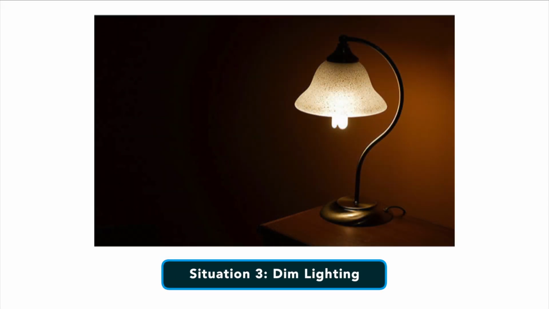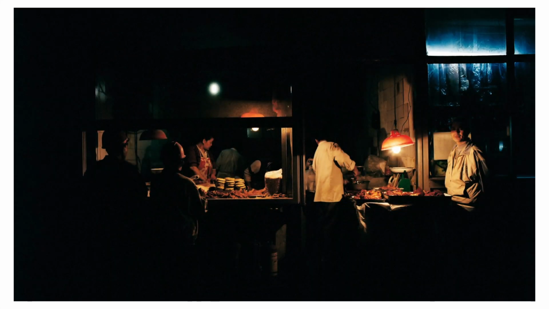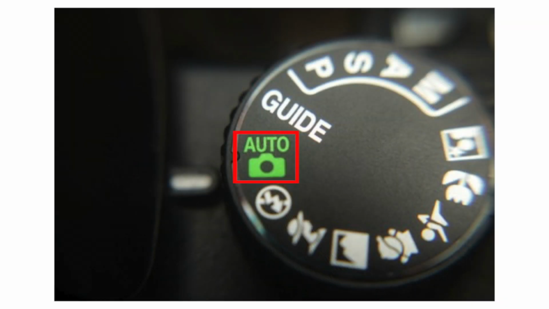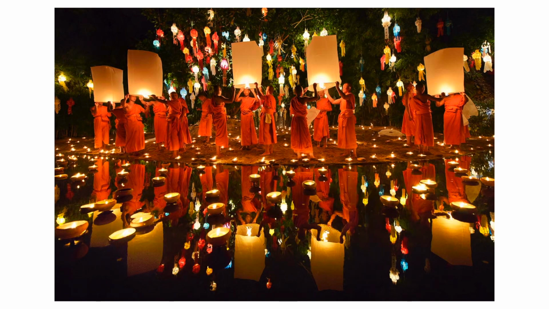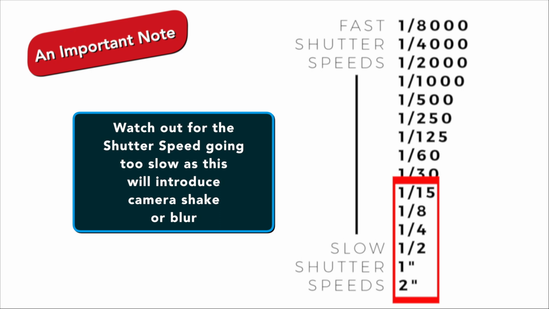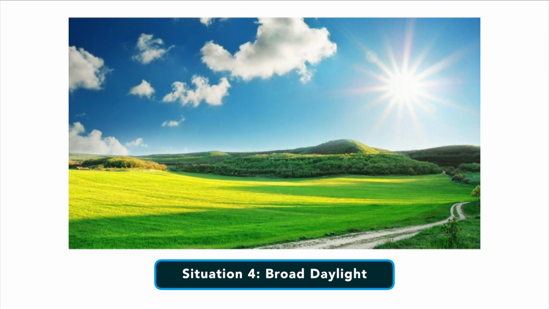Here's another situation where you can consider it dim lighting. If you are in dim lighting conditions, you might get underexposed photos while shooting in automatic mode. By simply reducing the shutter speed, say from 1/200th of a second to 1/50th of a second, you can allow more light into the camera and capture a well-exposed image or scene. An important note, watch out for the shutter speed going too slow because this will introduce shake into whatever you shoot. Another situation, broad daylight.